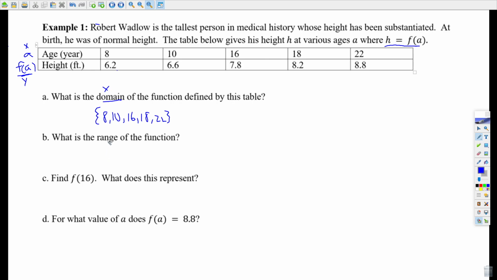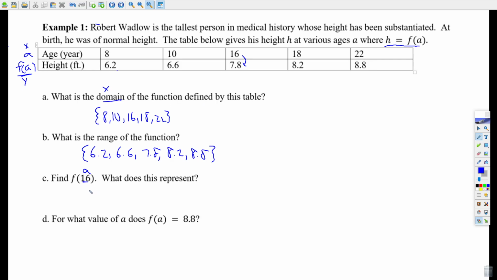22. And you put them in brackets. The range is obviously the other row. 6.2, 6.6, 7.8, 8.2, 8.8. So now that I labeled this as f of a, hopefully we can figure out what this is. Find f of 16. Again, that's the age here. It's saying find 16 and go down, read f of a, which is 7.8.